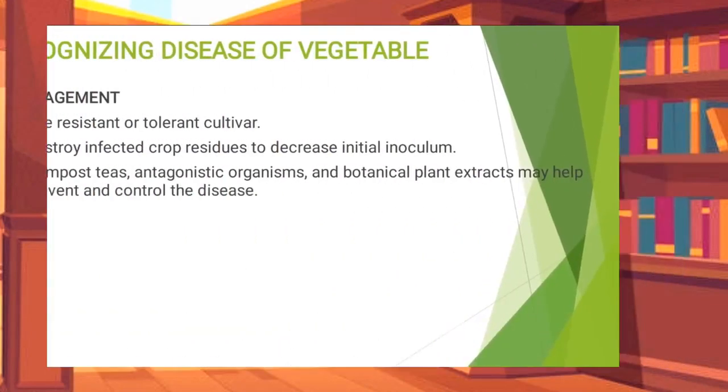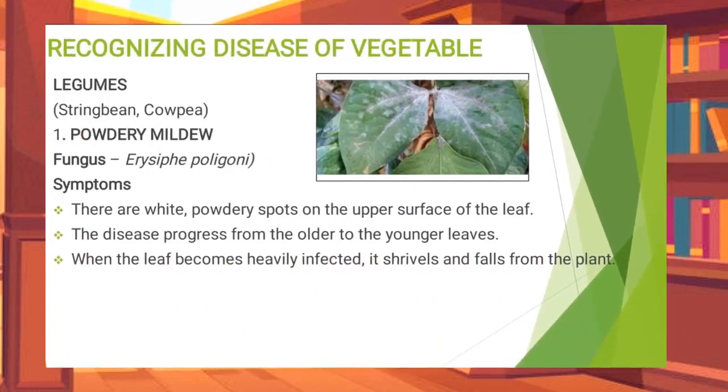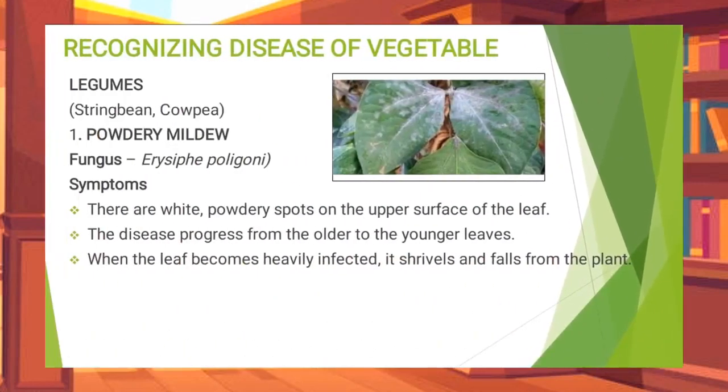So management: use resistant or tolerant cultivar. So destroy infected crop residues to decrease initial inoculum. So compost, these antagonistic organisms and botanical plant extracts may help prevent and control the disease. Legumes, which is nabilong ang string bean and cowpea.